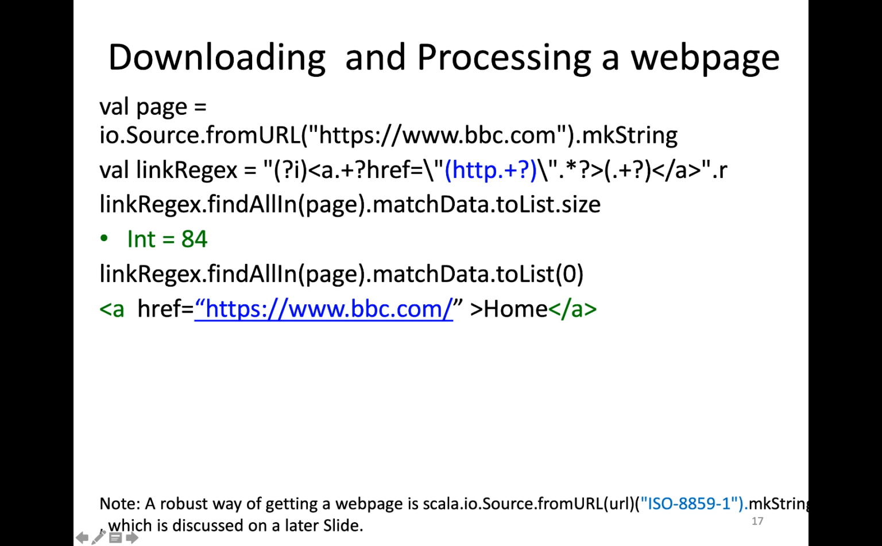So this means 84 links are present in bbc.com, and see the power. Just writing this one line, first we are getting the web page programmatically, then writing another 2 lines, we are getting how many links are present. See the power. I mean, how we can process a web page.